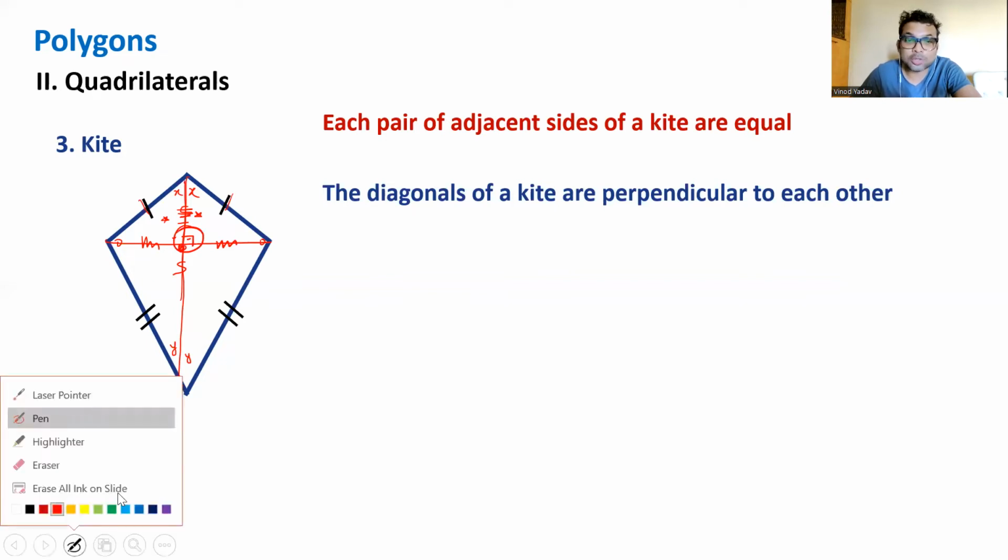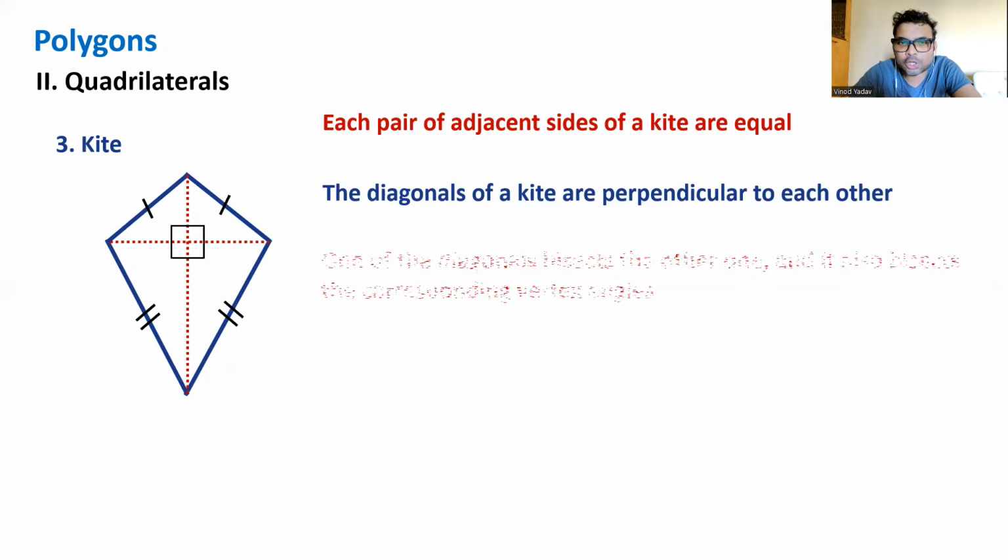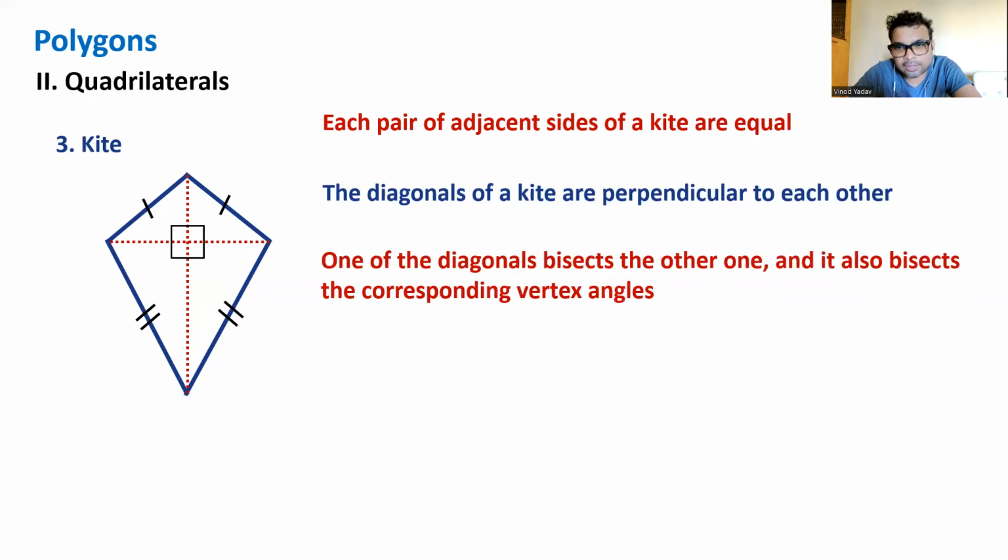See how everything is being proved from the triangle? So the triangle has to be very, very strong. Now you know the reason. The diagonals of a kite are perpendicular to each other, and one of the diagonals bisects the other one, and it also bisects the corresponding vertex angles. Just now we proved it, right? Yes.